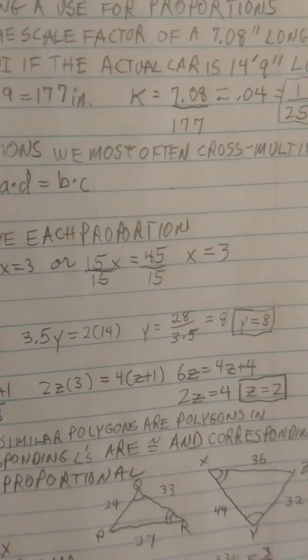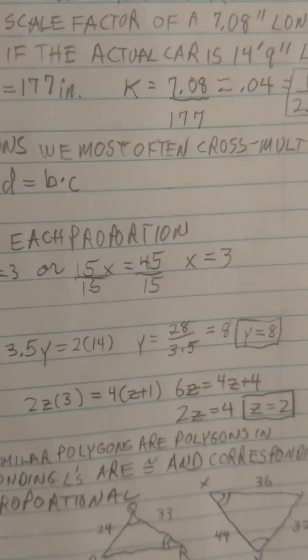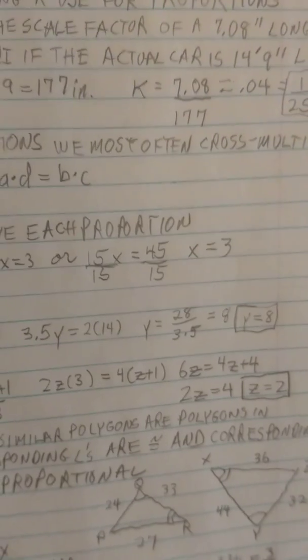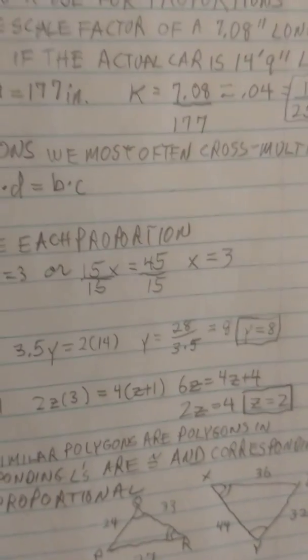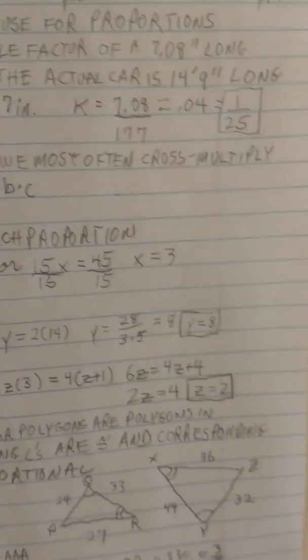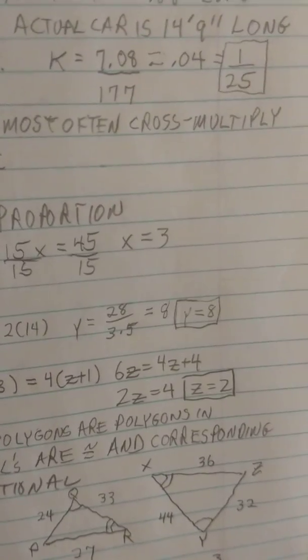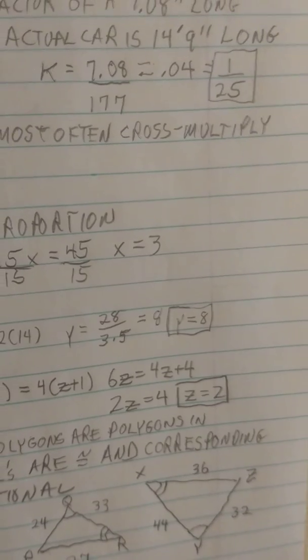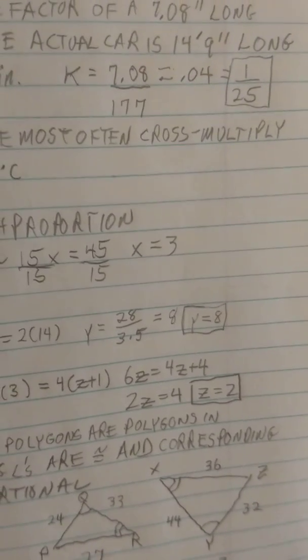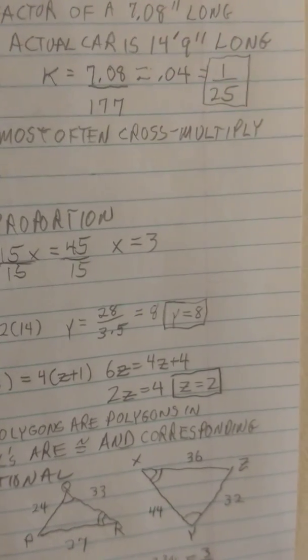So now we can go about getting the proportion. The proportion of the model car to the actual car length is 7.08 divided by 177, which comes up as 0.04, but I want you to be able to do math enter to see 1 over 25, which is a lot more useful in the way that scale models are actually done. So make sure you do the math enter on your calculator.